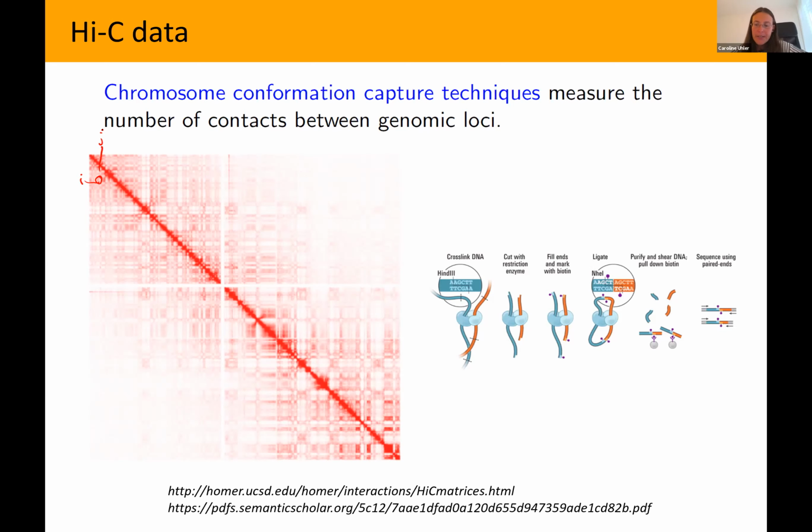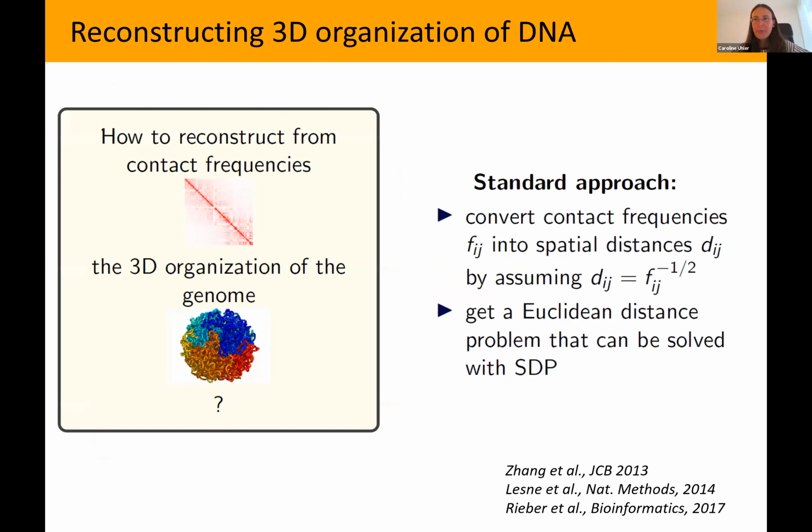Okay, so now from this information, I would like to reconstruct the whole packing of the DNA inside the cell nucleus. Okay, so this sounds like a very simple problem. We all know Euclidean distance problems, so probably that's what you'll be thinking about. So here you have the frequency matrix, here you have the packing, the 3D organization of the genome, and a standard approach, and it has been used a lot, and there are many papers that have done this, is, we want to get to distances.